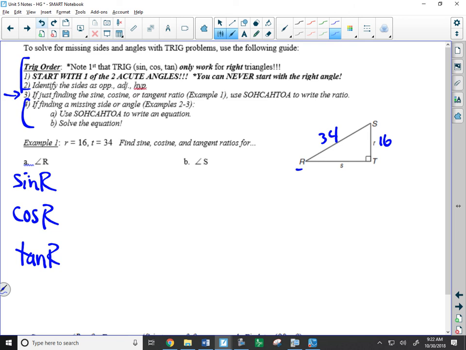So that was step 1. I'm starting with my angle. I'm going to do R first. Again, once you get good at this, you don't have to label, but I'm going to for now. This is the HYP. Across from angle R is my OPP. And then the leftover side is the ADJ.